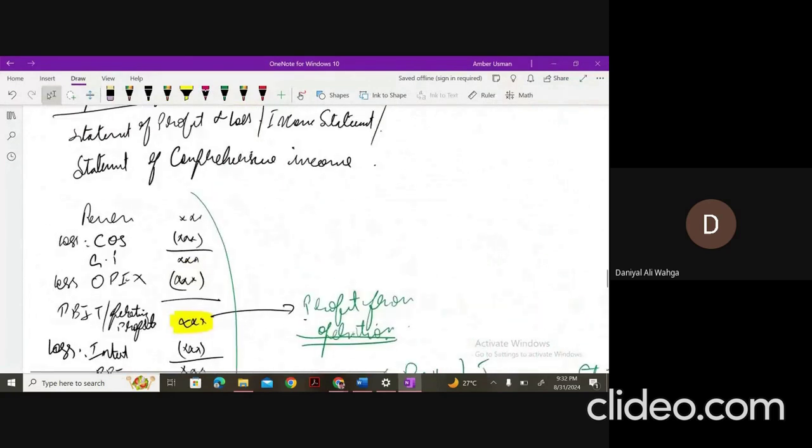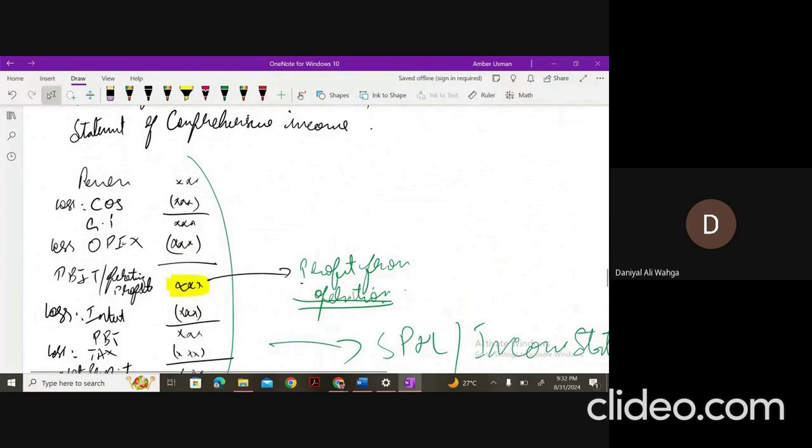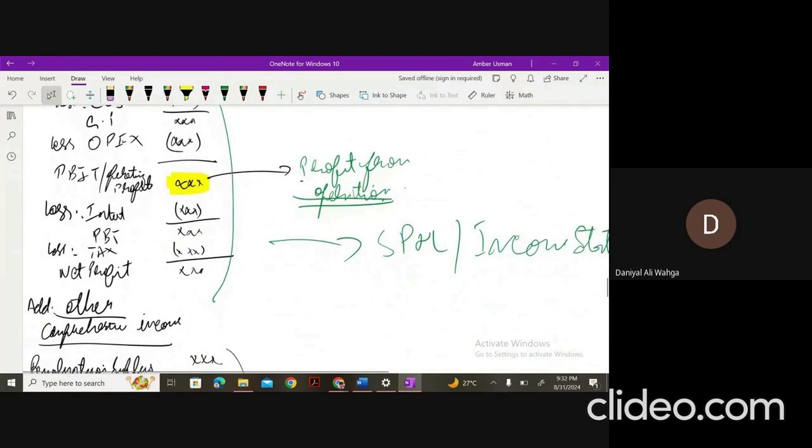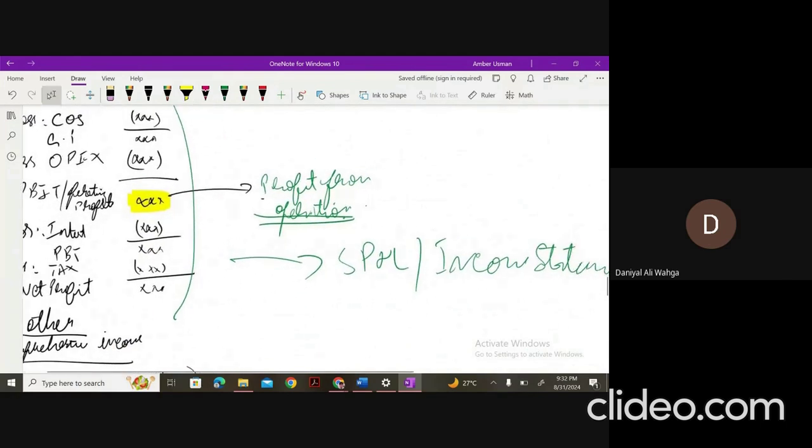If we start with the revenue, deduct cost of sales, gross profit, operating expenses, operating profit, interest, profit before tax, tax, and then net profit. Up to this point, this is the statement of profit and loss, or the income statement.